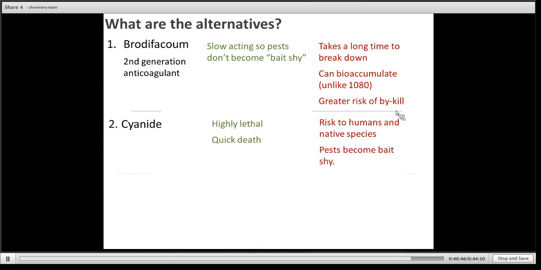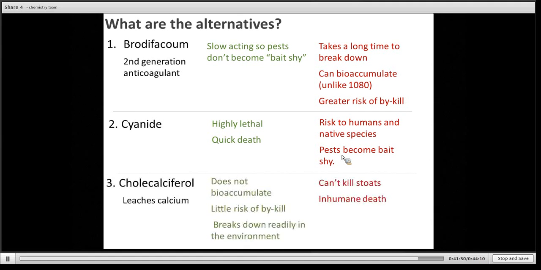Cyanide is another one. Very, very lethal, much more lethal than the others. So it's a quick death. So it's, if you like, more humane because they don't suffer as much because it's such a quick death. However, it kills everything off. So at least the 1080 is more focused on mammals. Cyanide can kill everything. So the native species, humans are much more at risk. Also, because it's so quick acting, you'll get dead animals around the baits, which means that other animals will not come near there and eat it because they become bait shy.